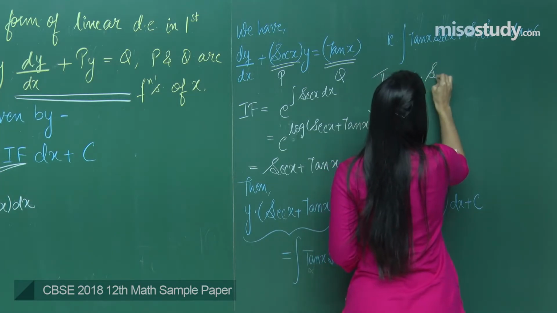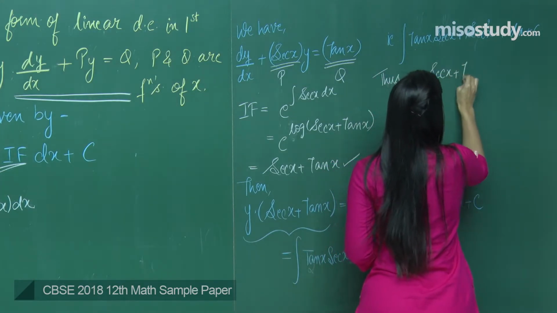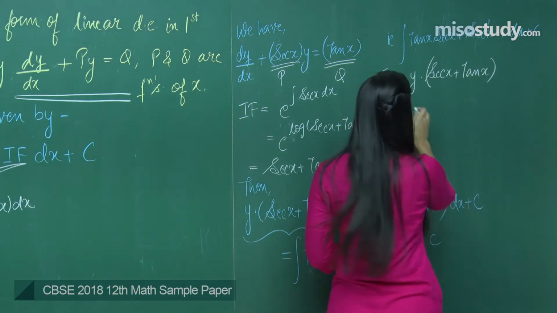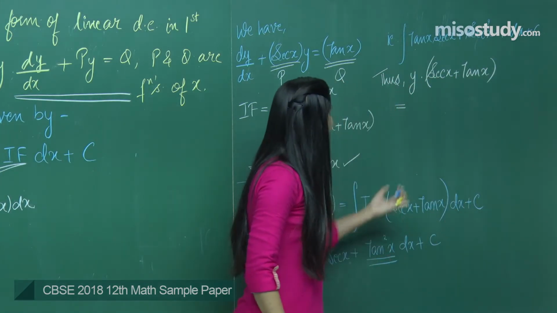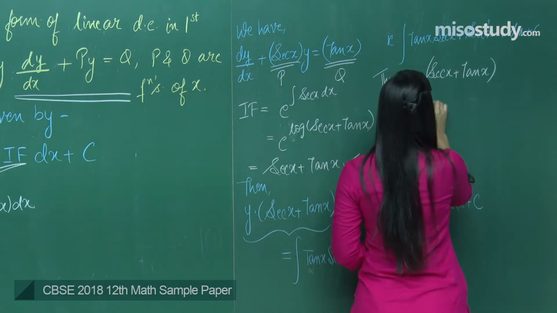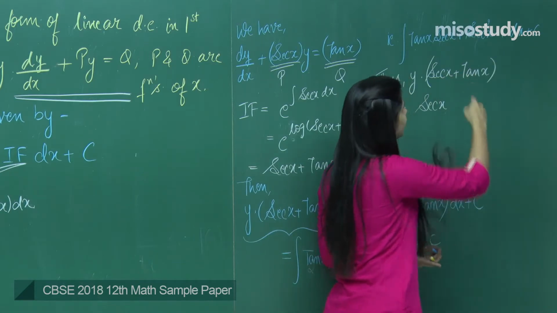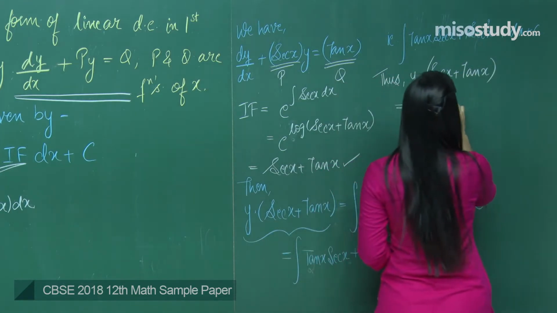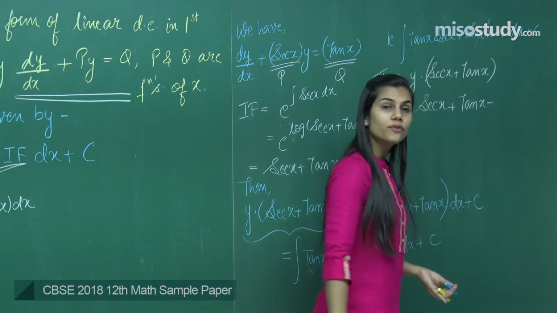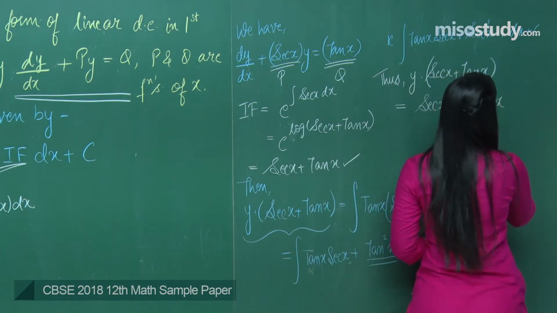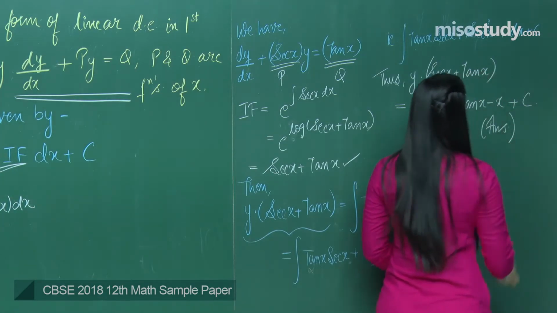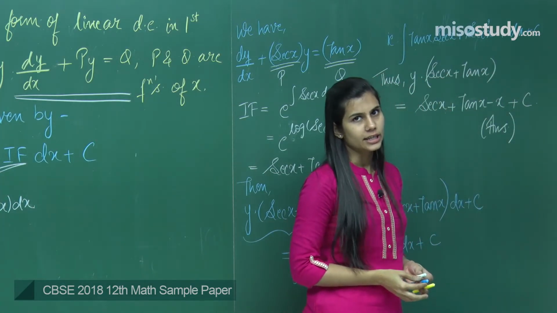And thus y into sec x plus tan x is equal to integration of tan x into sec x, which is sec x, plus integration of sec square x, which is tan x, minus integration of 1, which is x, plus c. And this happens to be your solution.